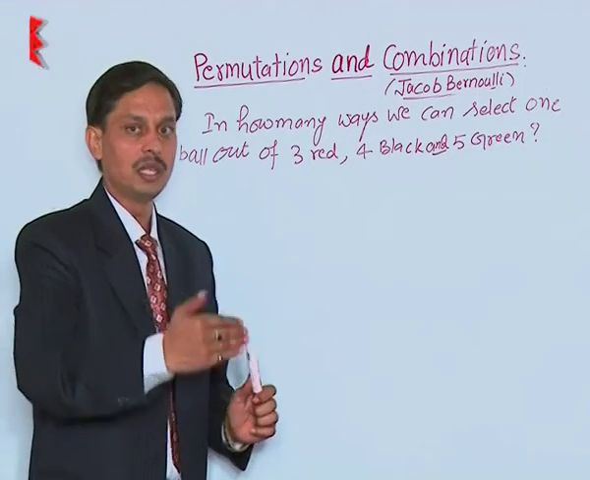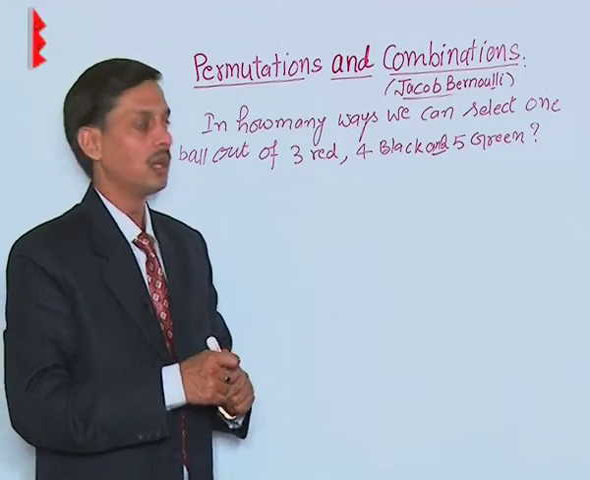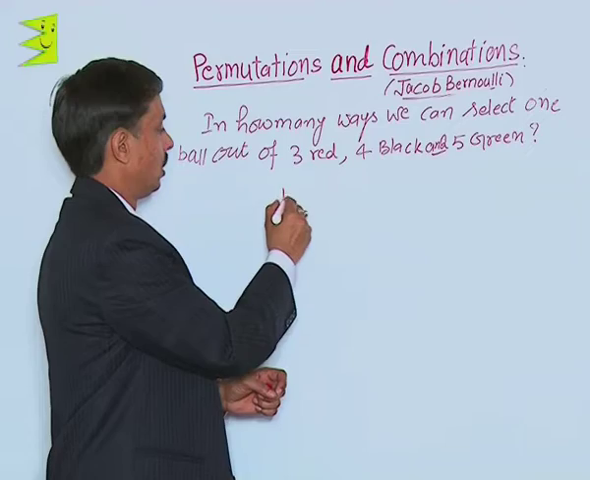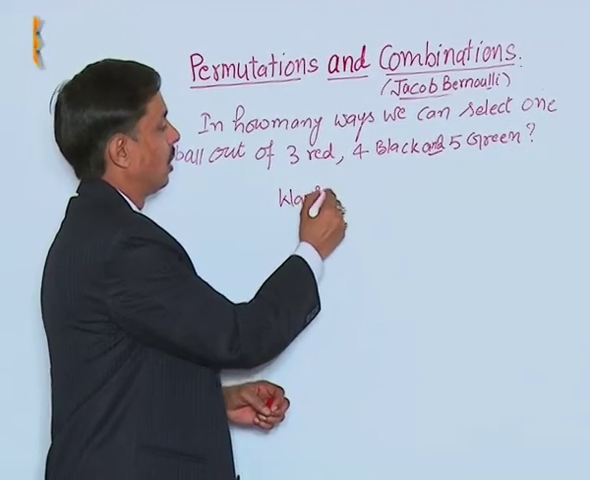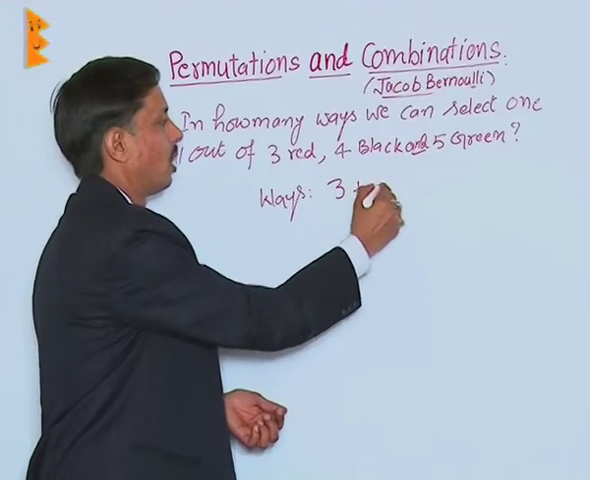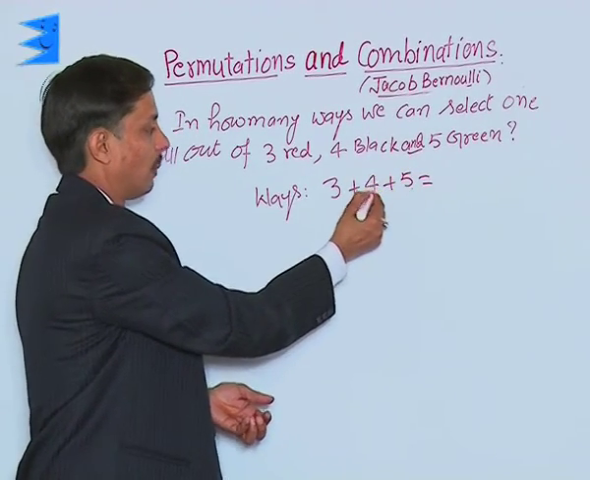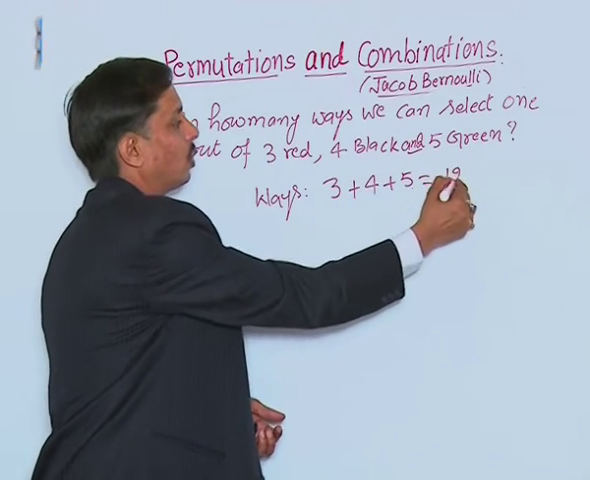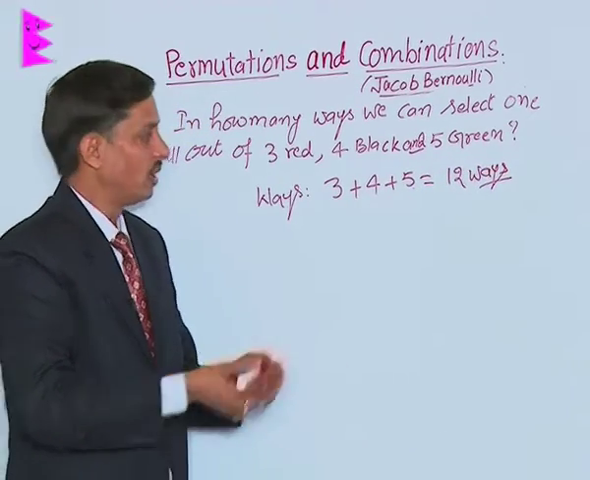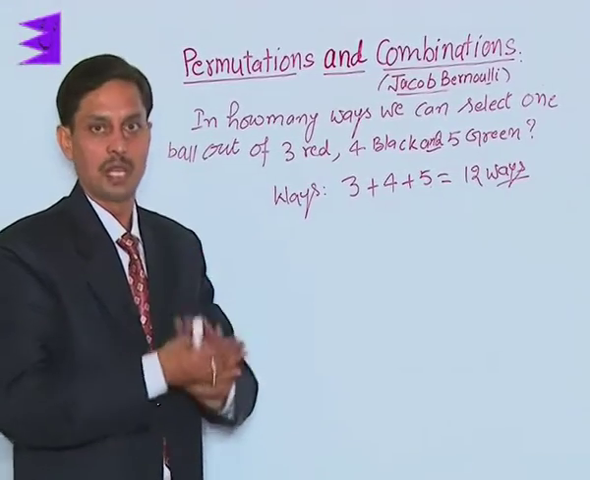So the question is, either we will take a red ball or a black ball or a green ball. So here, how many ways? The total number of ways of selecting the ball, either a red or a black or a green, will be 5 plus 4, 9, plus 3, 12 ways. So it is very simple to read and then identify which principle is applicable.